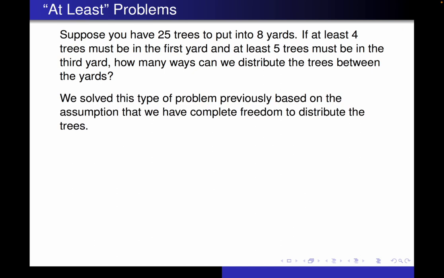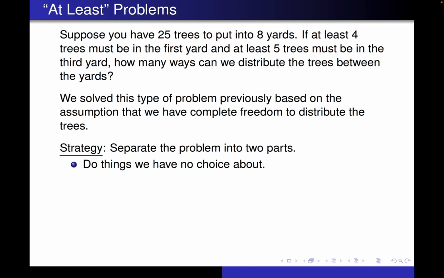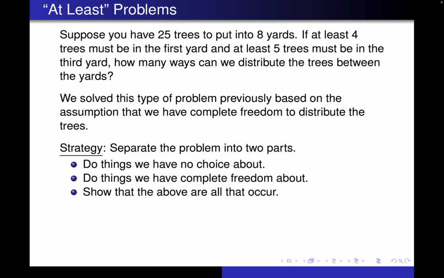Well, this is a little different than the problems we were solving before, because before we had complete freedom to distribute the trees however we want, and now in the first and third yards we're given these extra conditions. So the strategy that we're going to employ is to separate the problem into 2 parts. The first part is, let's first do the things we have no choice about. And once we've done the things we have no choice about, determine the things that we have complete freedom about, and then make sure that there isn't a third choice where we have partial freedom or something like that. Show that the ones where you have no choice and the ones where you have complete freedom are the only possibilities, and then use that to count the total.